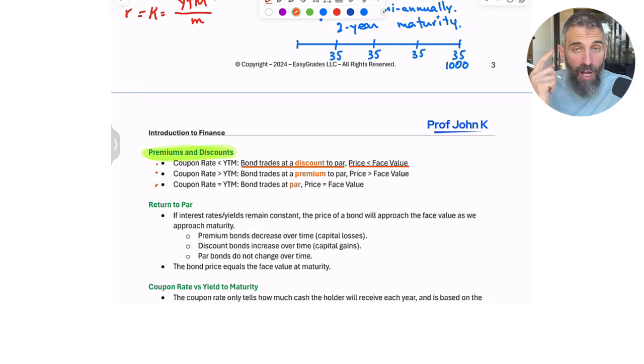But if the coupon rate is higher than the YTM, it's the opposite. We say the bond trades at a premium. So you would actually have to pay a premium. The price of the bond today would be higher than the face value.